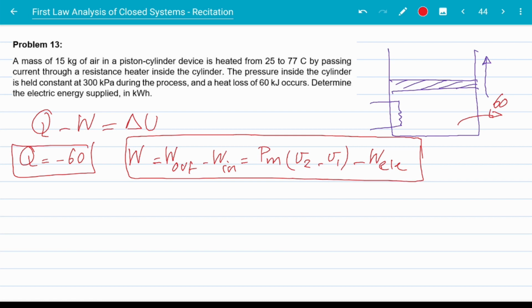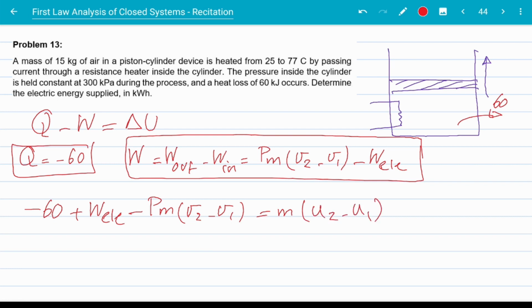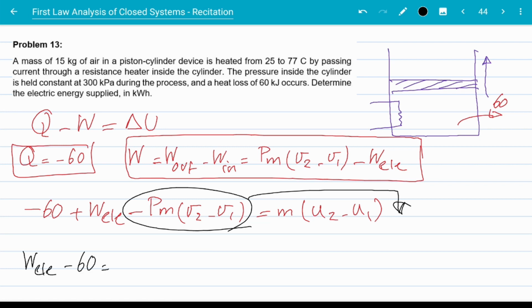So I'm going to plug them back into the equation. I get minus 60 plus the electric work minus P mass (V2 minus V1) is equal to mass (U2 minus U1). I'm going to play with this equation a bit. I'm going to move this part of the equation to the right-hand side. If I do that, I get electric work minus 60 is mass times (U2 plus P specific volume 2) minus (U1 plus P specific volume 1).